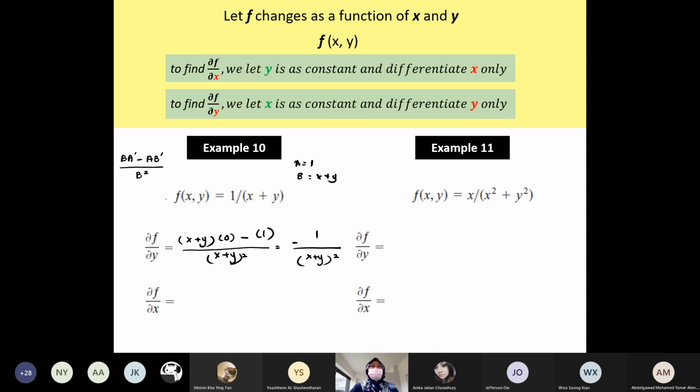So x plus y, differentiate x with respect to x. It becomes 0 because this one is a constant value. So this one also you will get the same answer. Okay, example 11. Sorry, example 11.